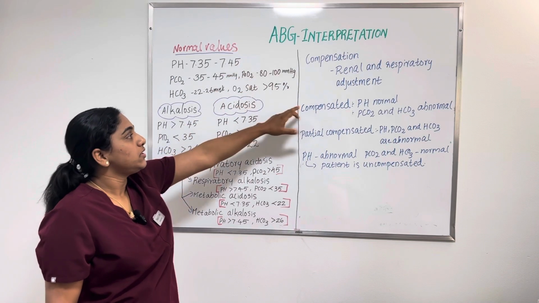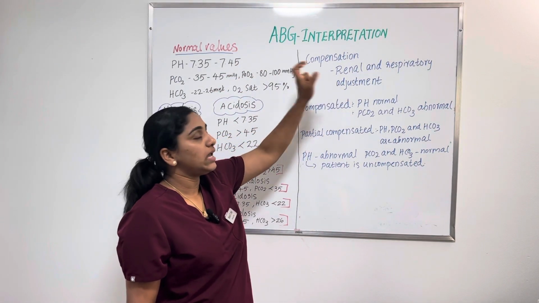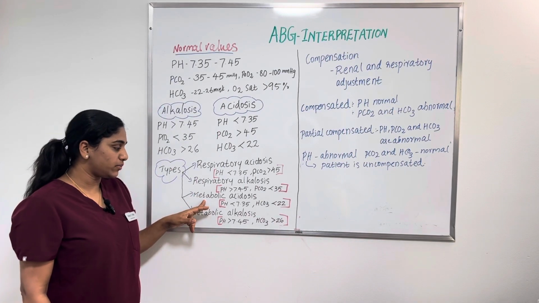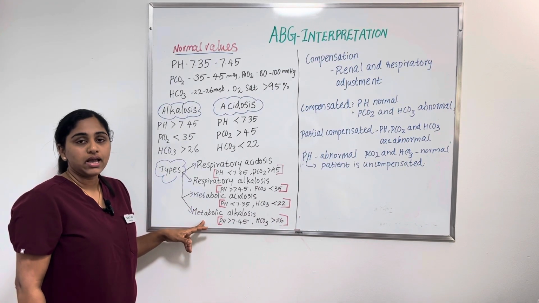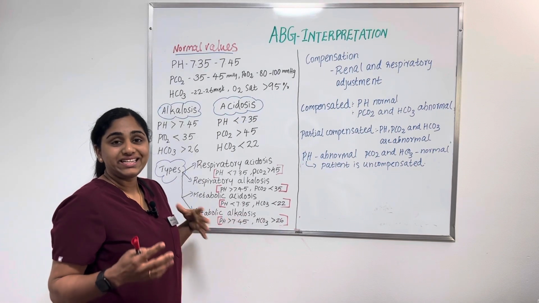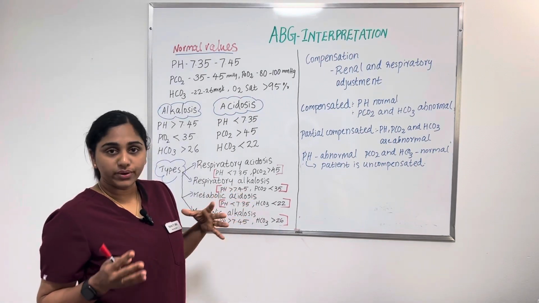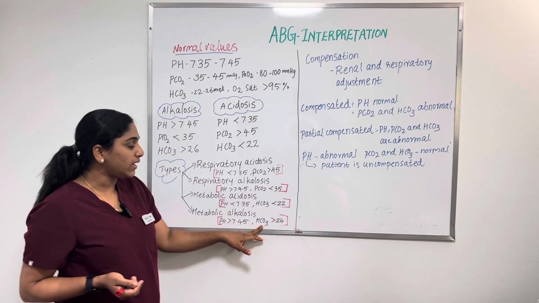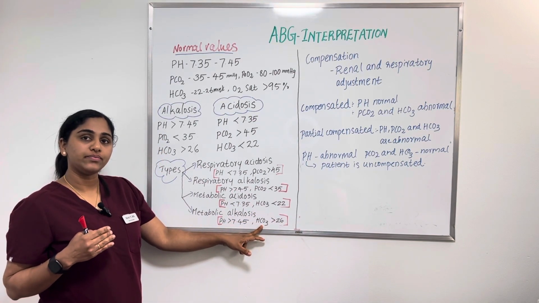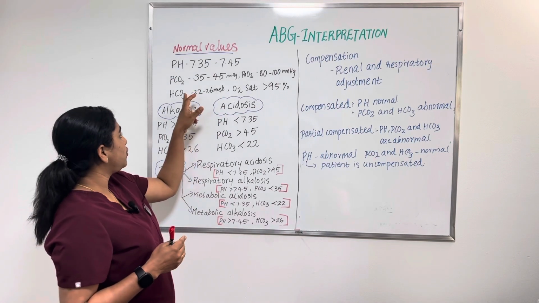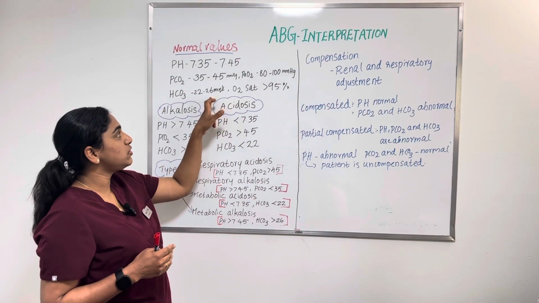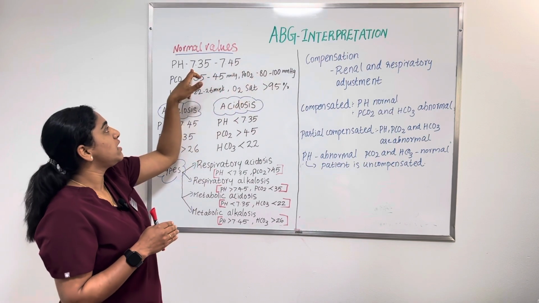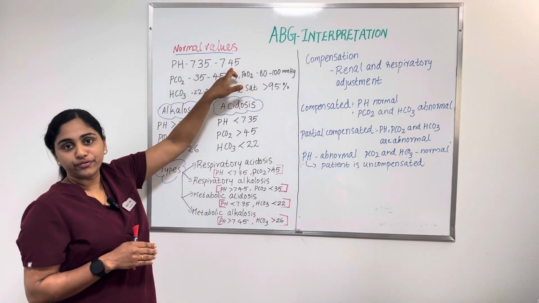In renal compensation, if the acidosis or alkalosis is due to metabolic causes, the renal system, our kidney, will try to concentrate the urine, either acidic or alkaline, to help the bicarbonate become normal, between 22 to 26. So it will help the pH of the blood go back to normal, 7.35 to 7.45.